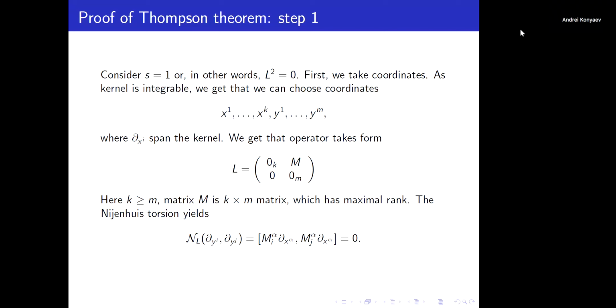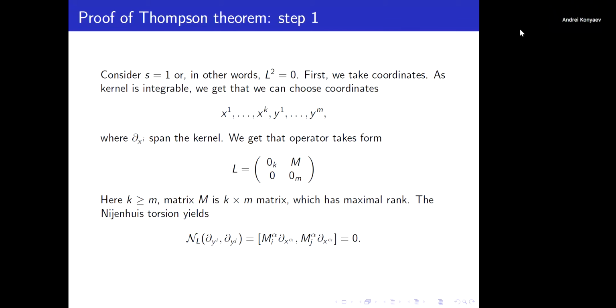So what distributions do we have in this case? We have two distributions: the image and the kernel. As was mentioned before, in the case of a constant operator, the kernels are obviously integrable, so we need to prove only one direction, like the necessity of these conditions is quite obvious. So we need to prove the sufficiency. So we assume that the kernel is integrable, right?